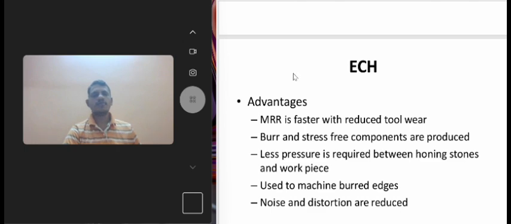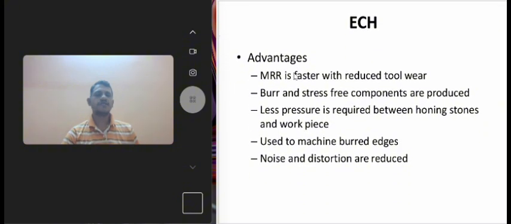Advantages: metal removal rate is faster with reduced tool wear. It is about 10 times faster than conventional honing and about 4 times faster than internal grinding. Burr-free and stress-free components are produced. Less pressure is required between honing stones and workpiece. Used to machine burred edges. Noise and distortion are reduced.